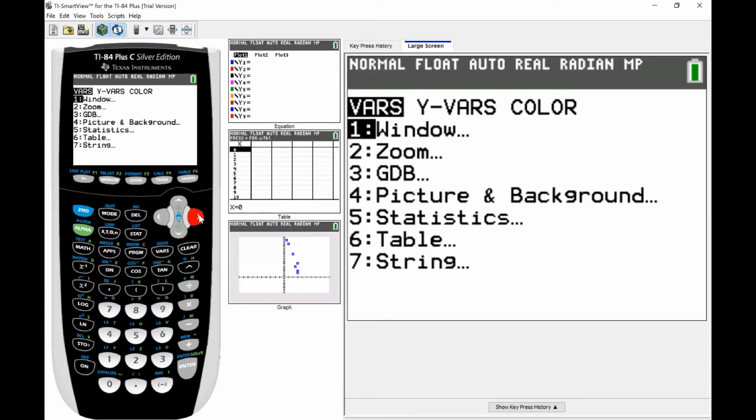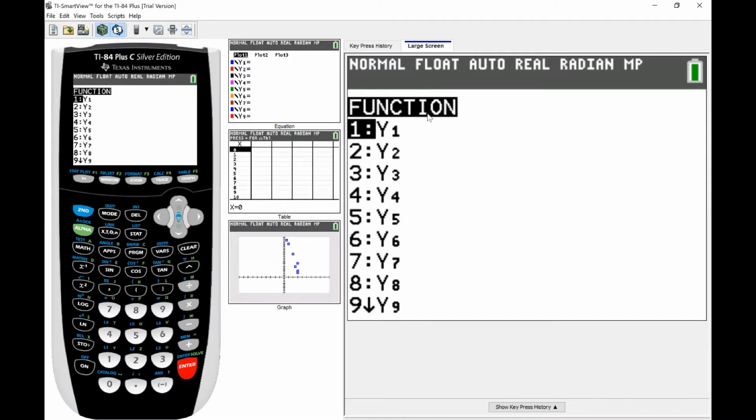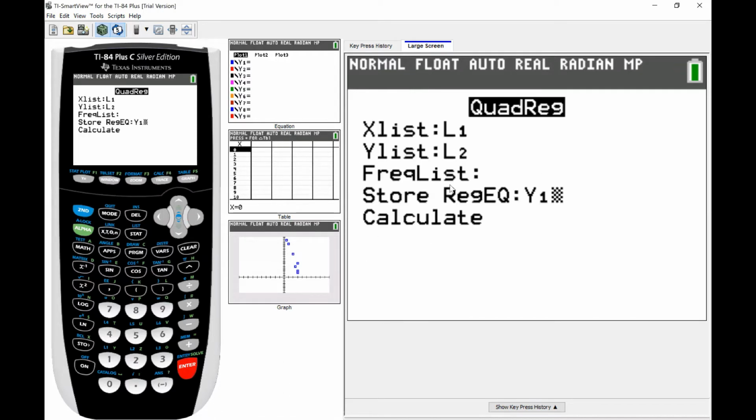Scroll over to y vars. You don't have to do this at all. I just have students every year that think this is kind of cool. So then I'm going to click on function number 1. I'm going to store the function into y1. So now I've told my calculator to store it in y1, and now I'm going to calculate it.